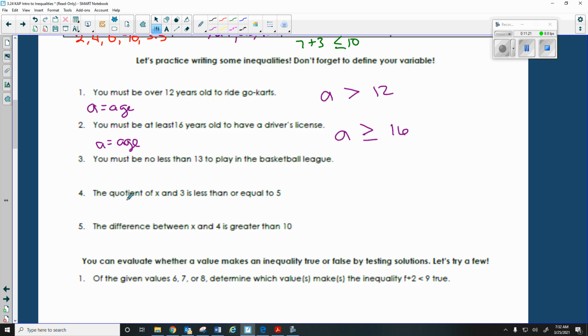Okay, so try those next 3. Just a reminder, quotient, that's the answer to what kind of problem? It's a division problem, so just keep that in mind. Okay, pause and play when you're ready.